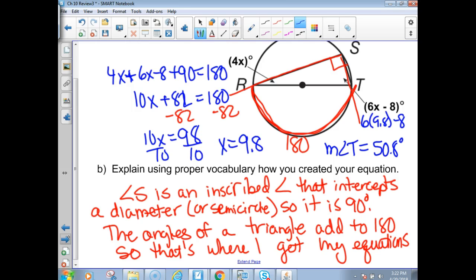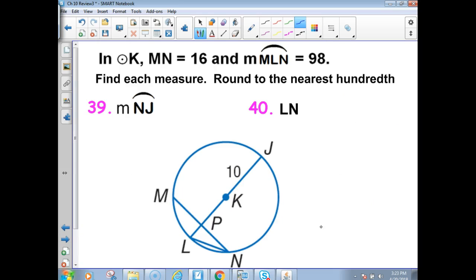All right, so why did we have that equation? It was because angle S was an inscribed angle that intersected a diameter or semicircle, so it's 90 degrees, and the angles of a triangle add to 180. That's where we got our equation. That's 35 and 36.